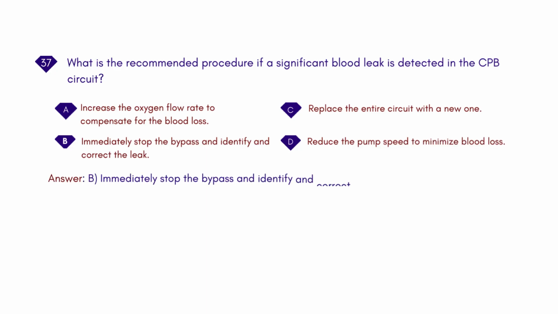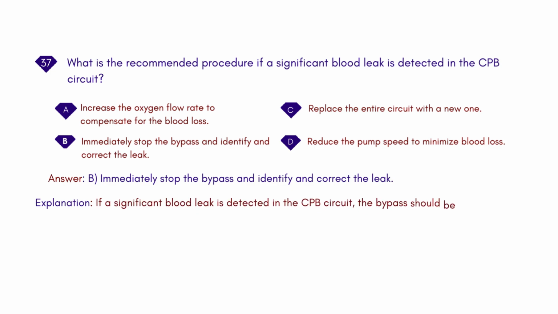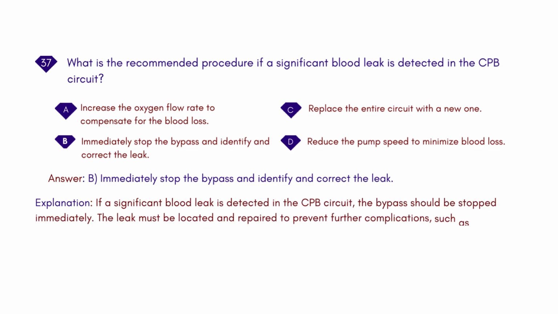Answer, B. Immediately stop the bypass and identify and correct the leak. Explanation. If a significant blood leak is detected in the CPB circuit, the bypass should be stopped immediately. The leak must be located and repaired to prevent further complications, such as blood loss or contamination of the circuit.